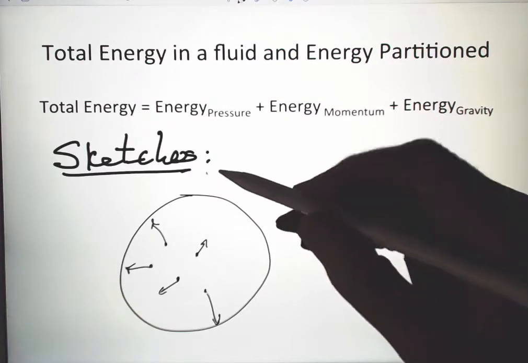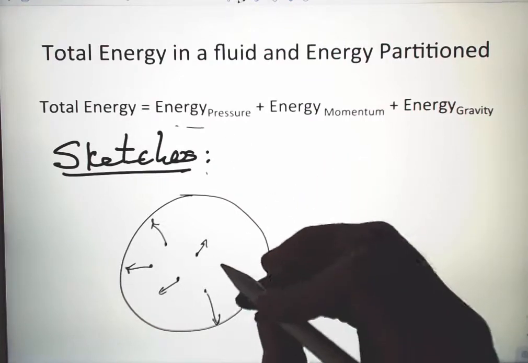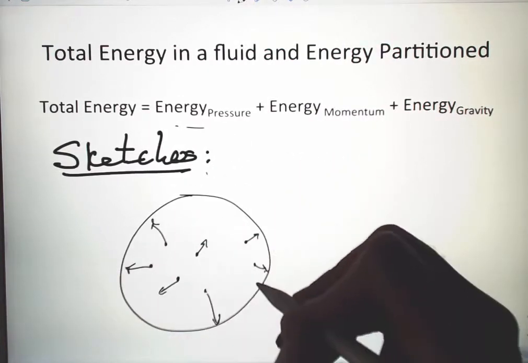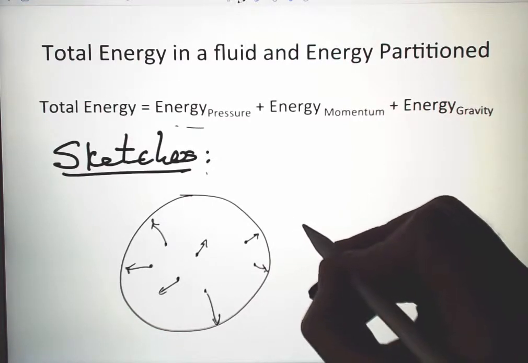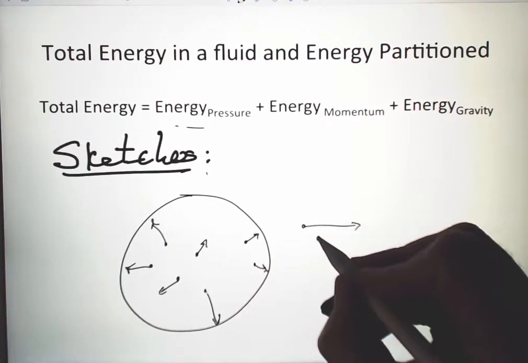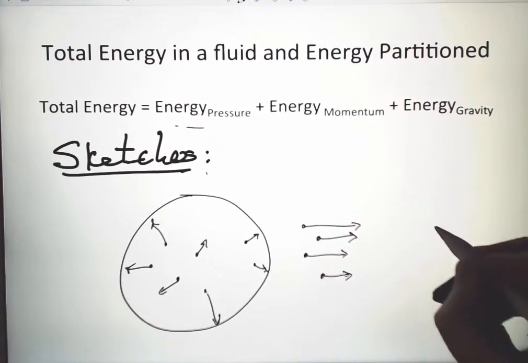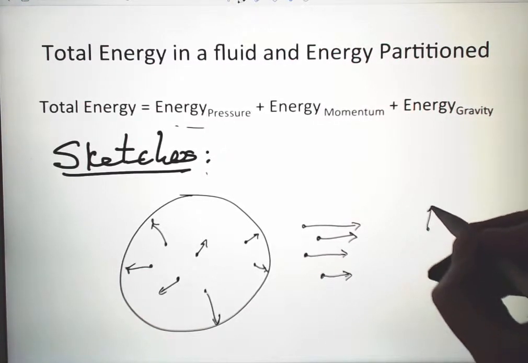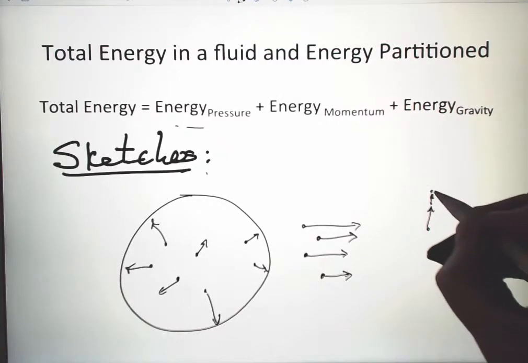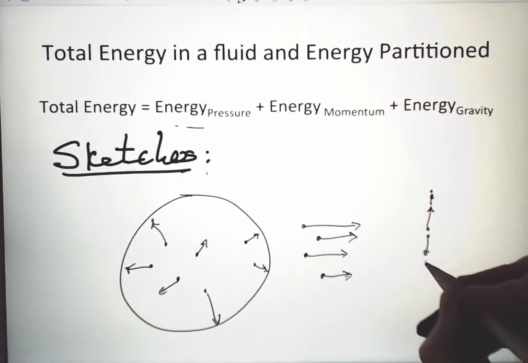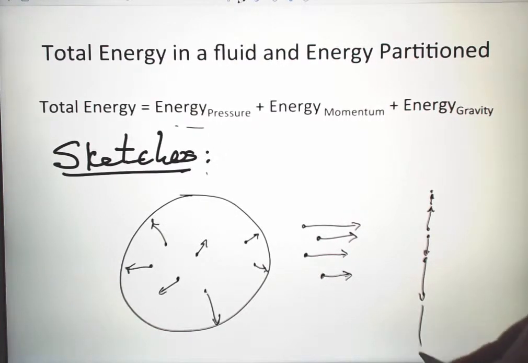In sketches, the energy due to pressure can be thought of as the energy from molecules hitting the boundaries of a vessel. The energy due to momentum is due to molecules that are moving all in the same direction. And the energy due to gravity can be decreased as a molecule goes up and all its energy gets converted to energy of gravity, or increased as a molecule goes down faster and faster due to acceleration due to gravity.